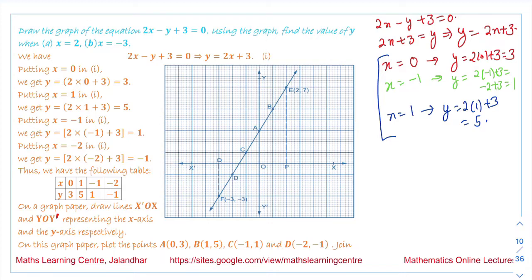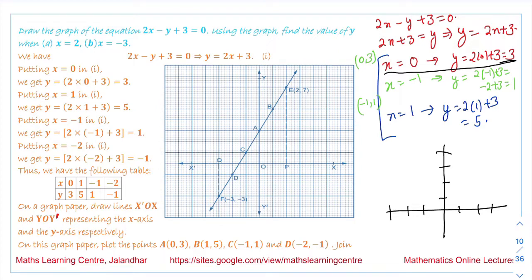Next, we have to plot the graph. On the graph paper, you draw the axes, and then you mark the points. Then we write these points as ordered pairs. The first point is the ordered pair 0 comma 3. Next is minus 1 comma 1, and third is 1 comma 5.